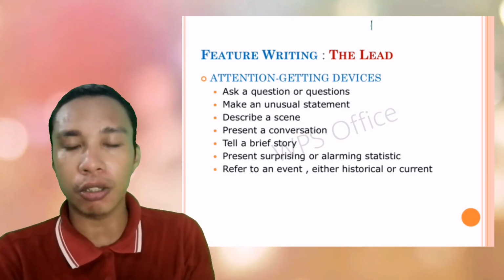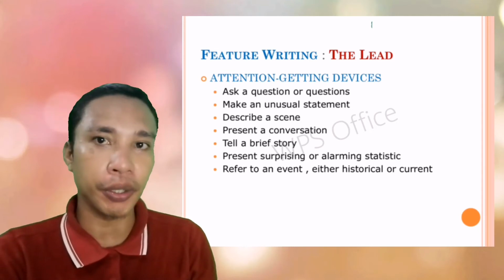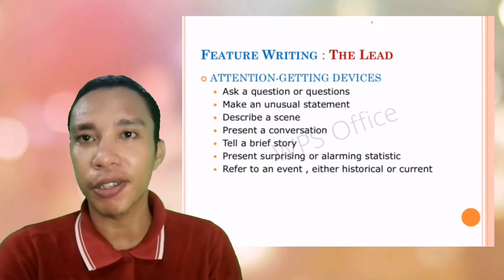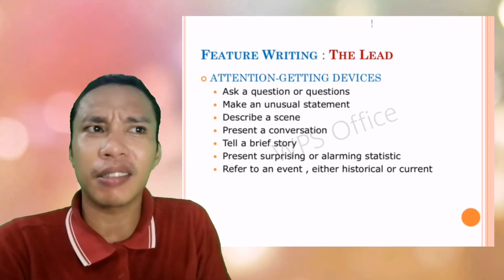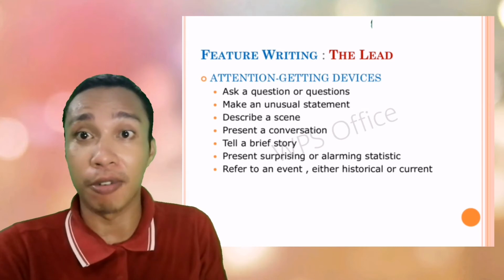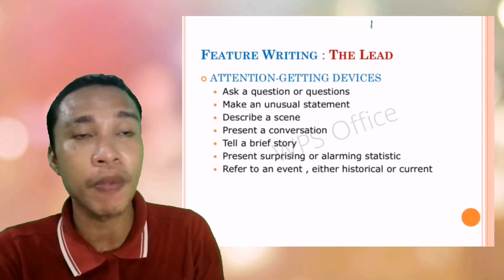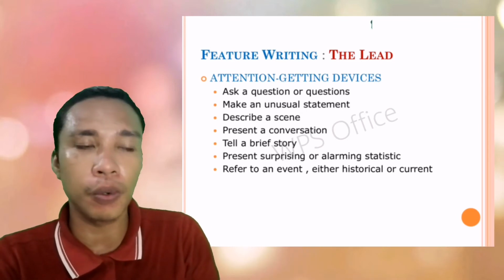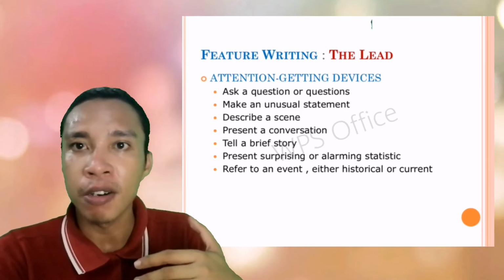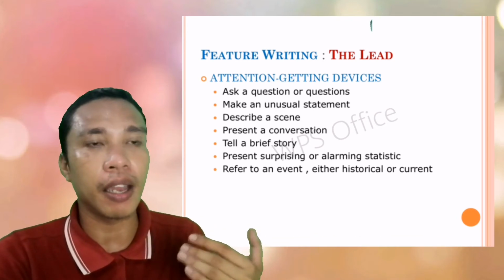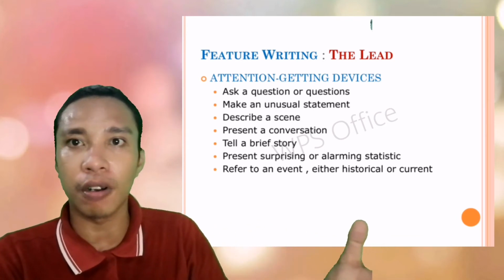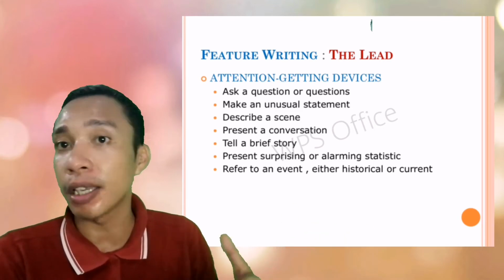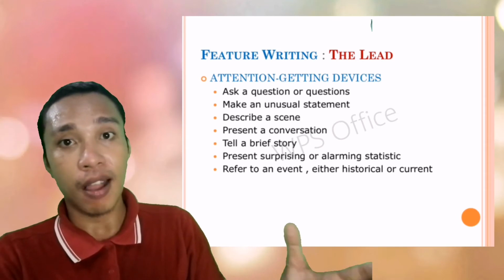Of course, the words and terminologies that you're going to use there are supposed to be the ones that catch the attention of your reader. So you can ask a question, make a statement or an unusual statement, use a famous line or a quotation. You can describe a scene. You can also present a conversation if it is an interview feature story, or you can tell a brief story or a backstory of the life of the person, or the things that happen in a place that you are going to feature.